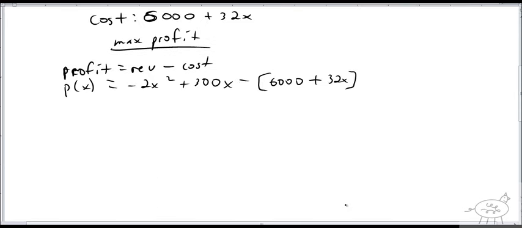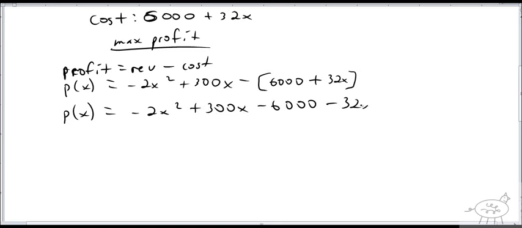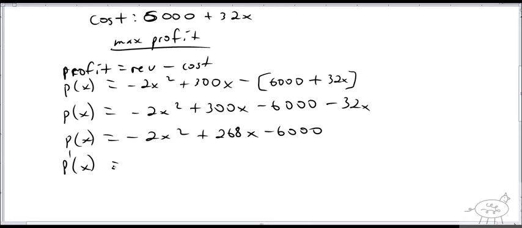Okay, let's move this down a little bit. And so we're going to get P of x, if I distribute the negative first, negative 2x squared plus 300x minus 6,000 minus 32x. So P of x is equal to negative 2x squared plus 268x minus 6,000. Okay, again, we're trying to maximize profit, so I take the derivative. P prime of x is negative 4x plus 268. Set it equal to 0, so 4x equals 268, divided by 4, x comes out to be 67.